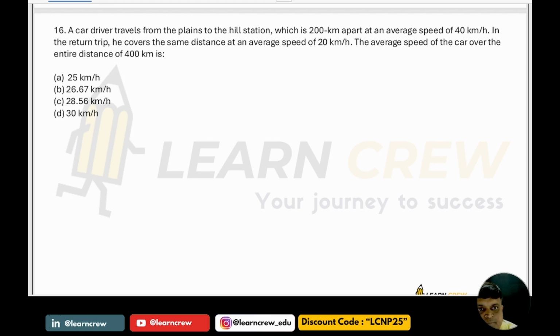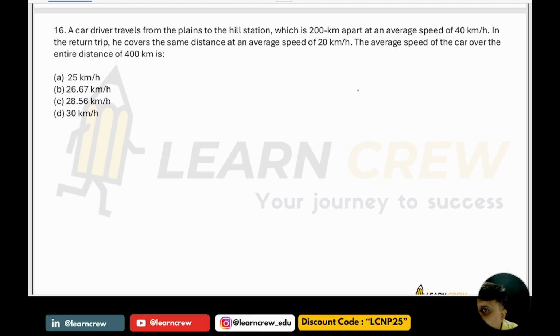Question number 16. A car driver travels from the plains to the hill station, which is 200 km apart, at an average speed of 40 km per hour. In the return trip, he covers the same distance at an average speed of 20 km per hour. Find the average speed of the car over the entire distance of 400 kilometers.